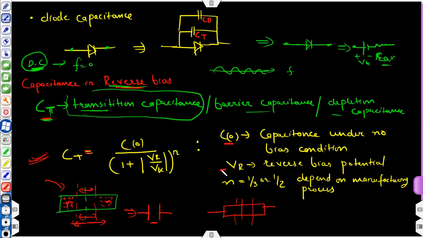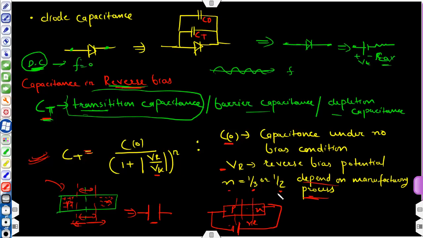Now, if you apply a reverse bias VR, this is P type, this is N type, and this is VR. VR is the reverse bias potential, the magnitude of the external applied source. Vk is the knee voltage, and the value of n depends on the manufacturing process. Generally, it is 1/3 or 1/2. What is n? n depends on the manufacturing process.